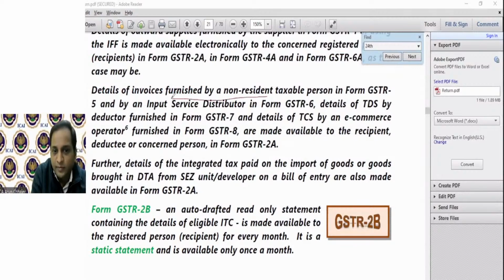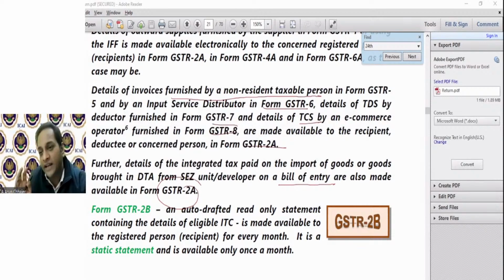Details of the invoice furnished by the non-resident taxable person, ISD in the GSTR 6, TDS in the GSTR 7, TCS in the GSTR 8 are made available to the recipient. Further, 2A would also disclose the bill of entry. GSTR 2A is not relevant for ITC, but GSTR 2A is a document. You should have the knowledge of the document, and then only you will be able to understand the difference between 2A and GSTR 2B.